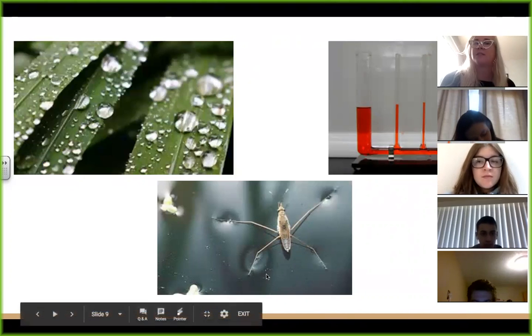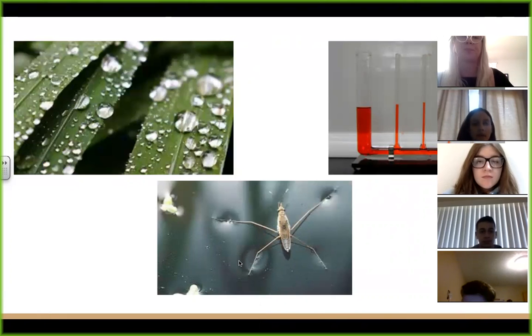Here we see a lovely stick bug walking on water, right? You can see the surface tension here as the bug presses down on the water, right? That's the water actually resisting that force.